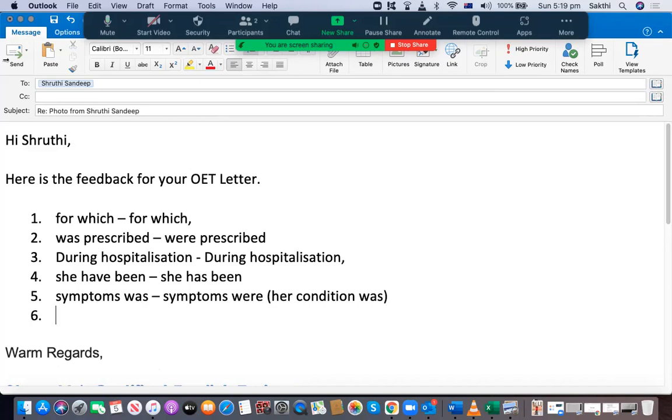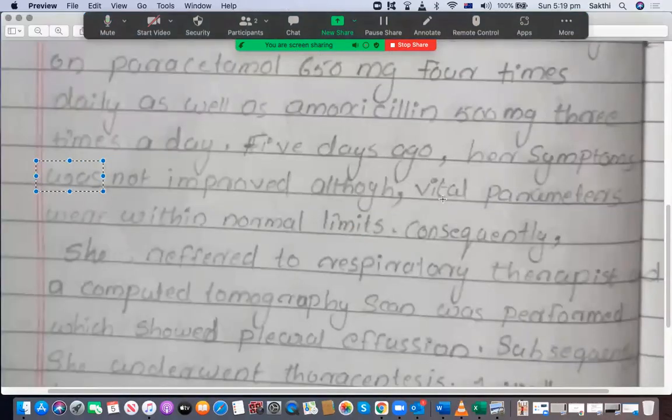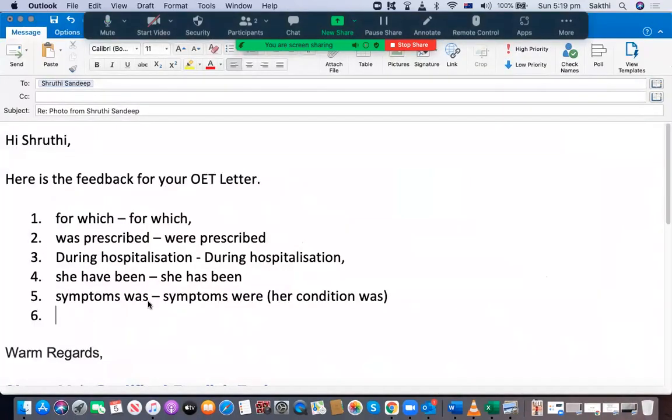Is that what you want to say? I think that may be more appropriate. When you read this, let's read it. 5 days ago, her condition was not improved. No, it should be didn't improve. Did not improve. But when you say her symptoms were not improved, that shouldn't be the one. I mean, you can use his symptoms were not improved, but in this case, let me write it down. Her symptoms, you can't use symptoms was. I think her condition did not improve.